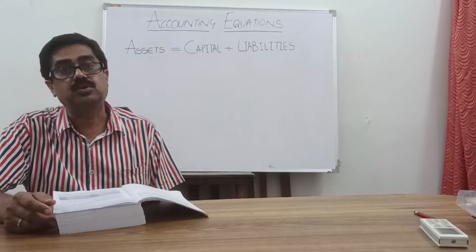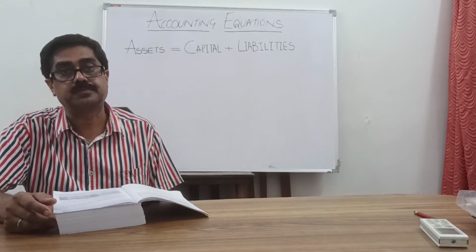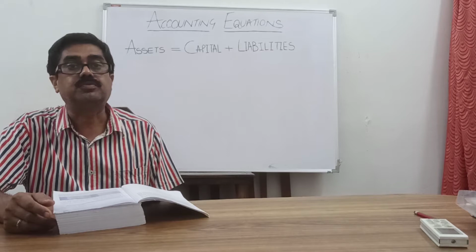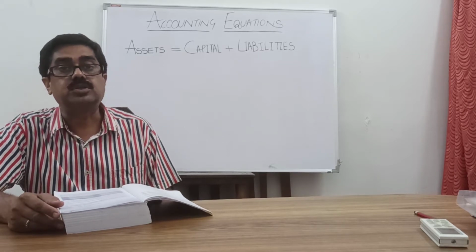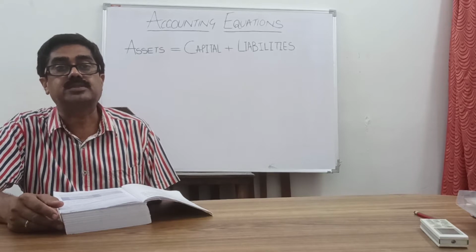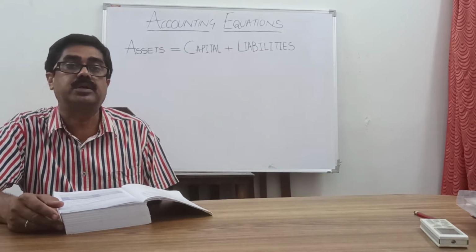Today I will explain to you accounting equations. Chapter number 2 of your accounts book. If you see on the board, there is a formula written there. Assets is equal to capital plus liabilities.